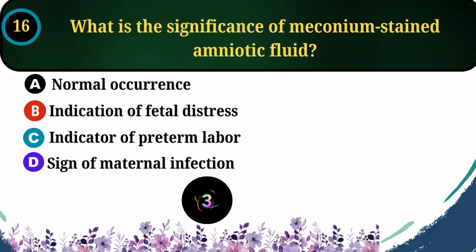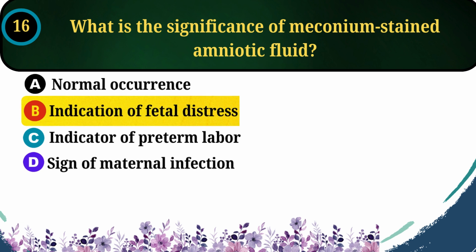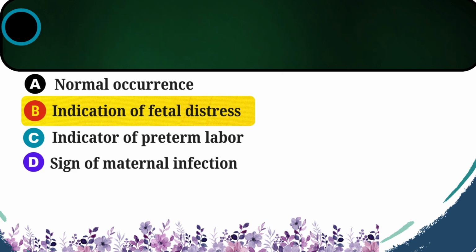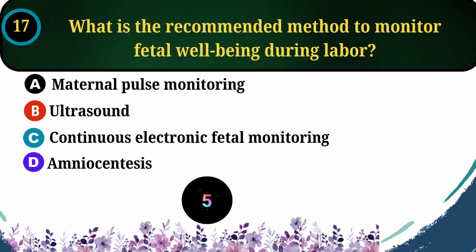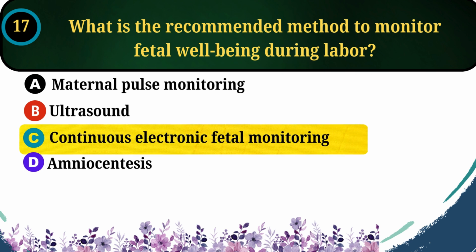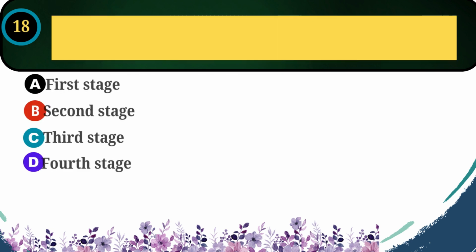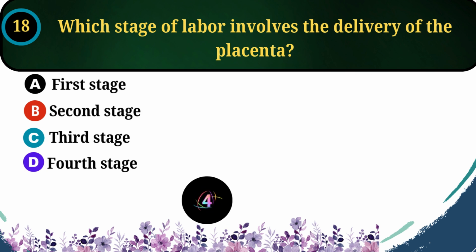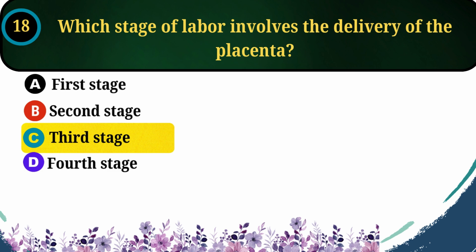16. What is the significance of meconium-stained amniotic fluid? Indication of fetal distress. 17. What is the recommended method to monitor fetal well-being during labor? Continuous electronic fetal monitoring. 18. Which stage of labor involves the delivery of the placenta? Third stage.